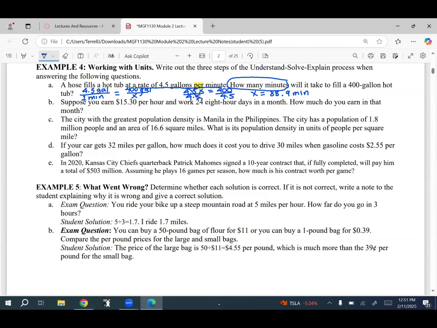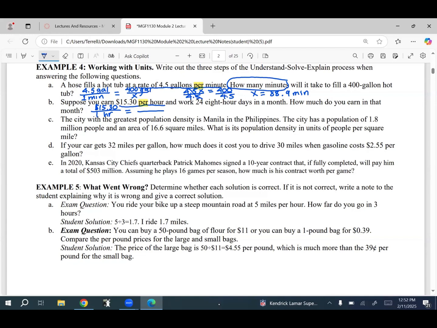Next one. It says, suppose you earn $15.30 per hour, and you work 24 8-hour days in a month. How much do you earn in that month? So again, in this kind of question, I'm going to create a fraction with the first rate they give me, which is how much I make per, you see the keyword there, per hour. So if I write that as a fraction, that's $15.30 per 1 hour. That's my fraction.